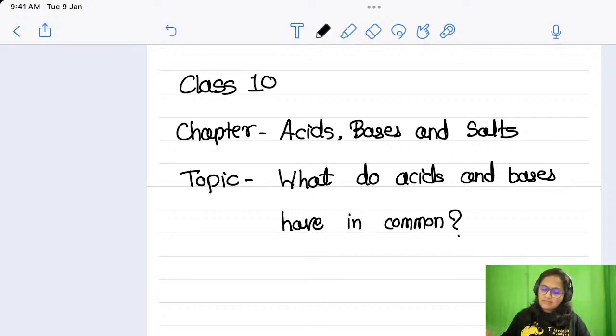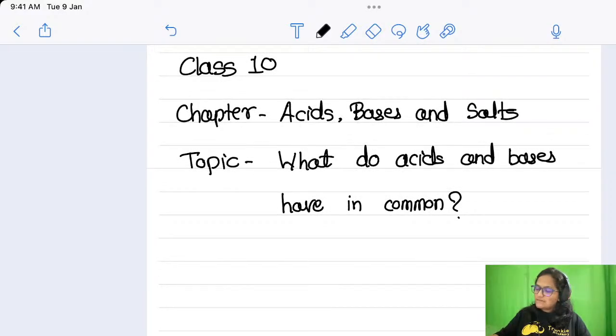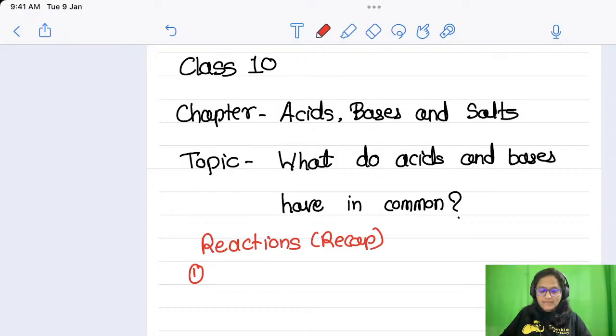In the last class, let's have a quick recap first of all. We discussed the introductory part about acids and bases, then we saw some reactions of acids and bases. So this is a recap for reactions. The first reaction we discussed is the reaction with metals.